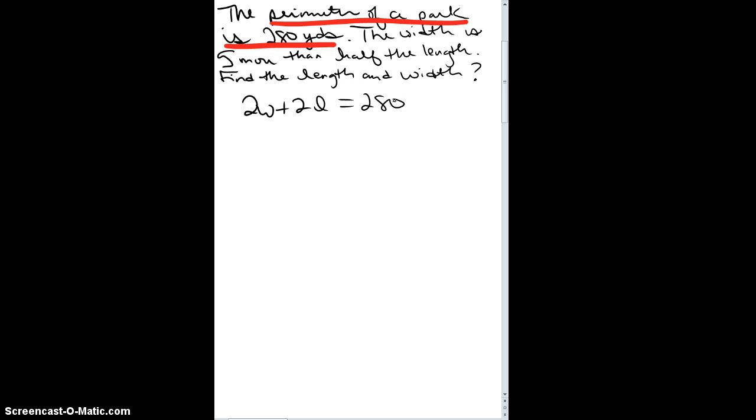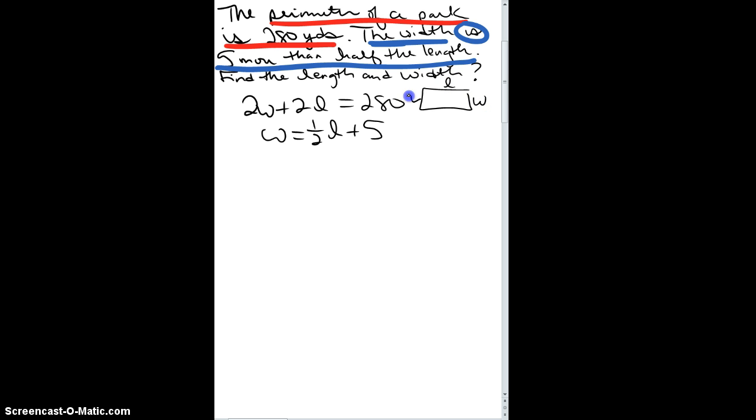Now the next part is going to give me my second equation, and it says the width is 5 more than half the length. So here I'm just translating that into an equation. The width is 5 more than half the length. I'm going to take half the length, and you could divide by 2, and then I need 5 more. So this one gives me the perimeter, width and length give me the perimeter of the shape, and this gives me a relationship between W and L.